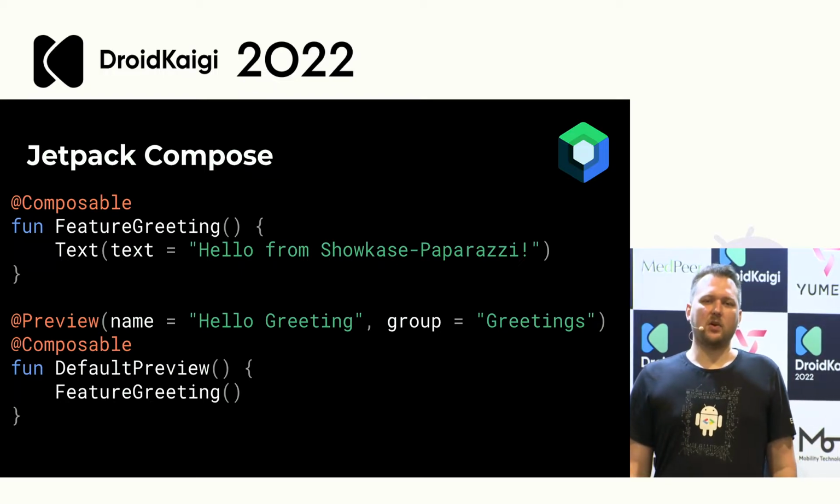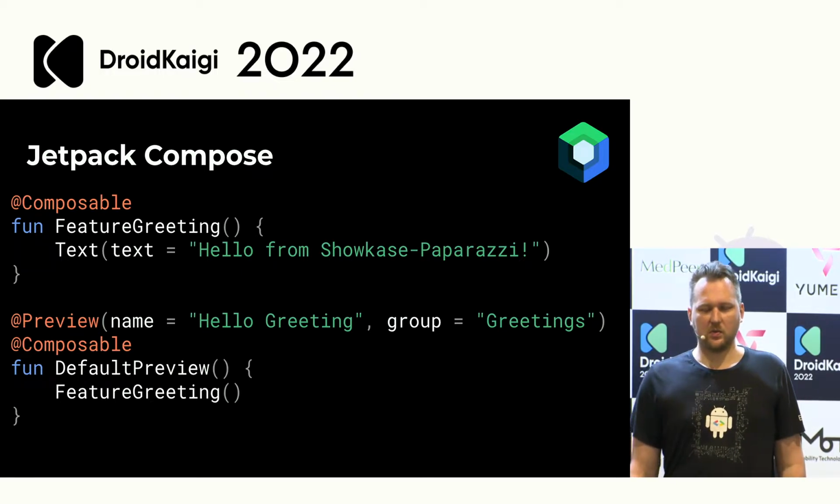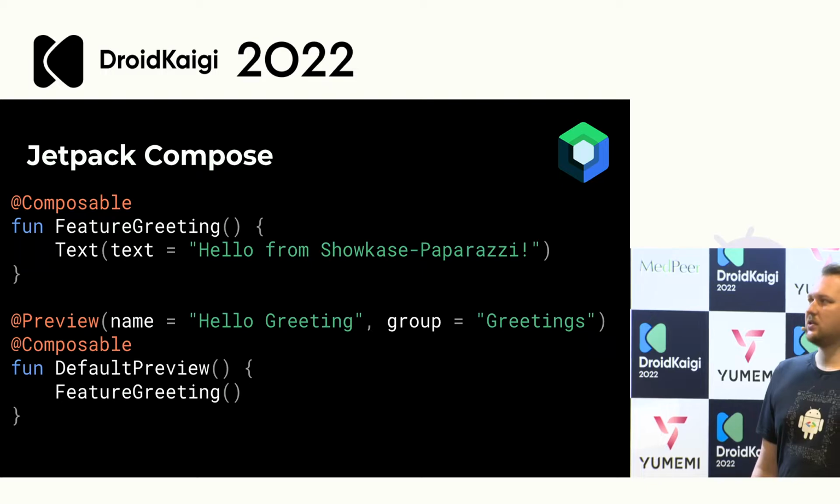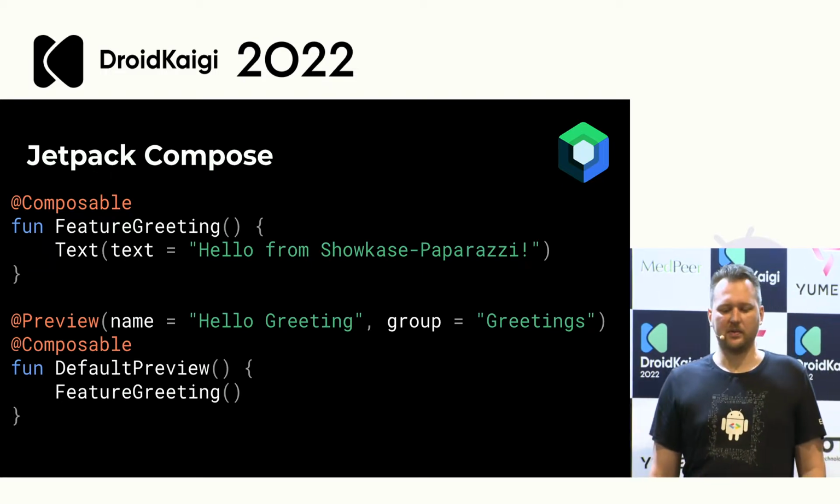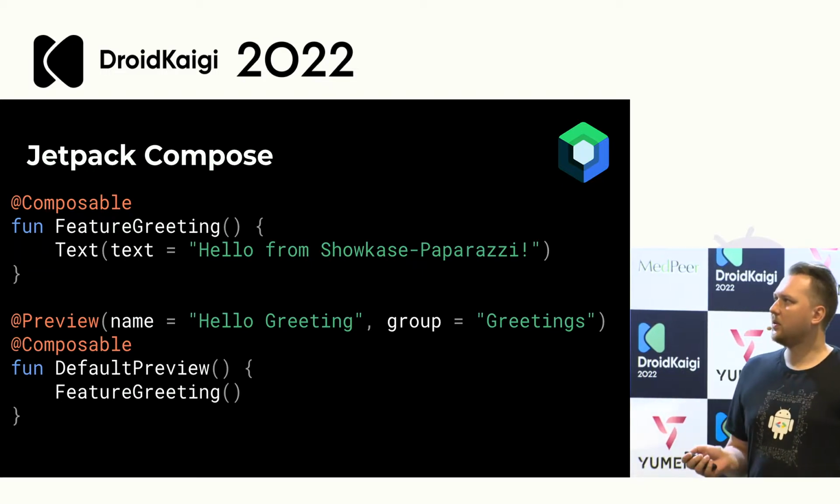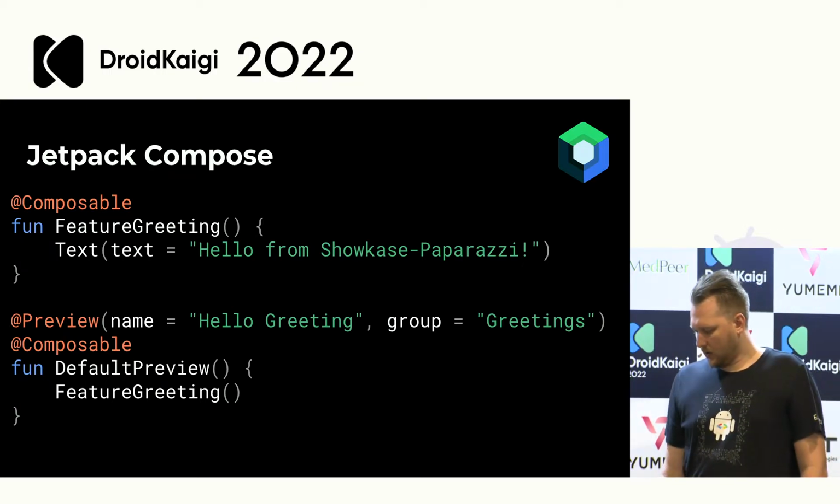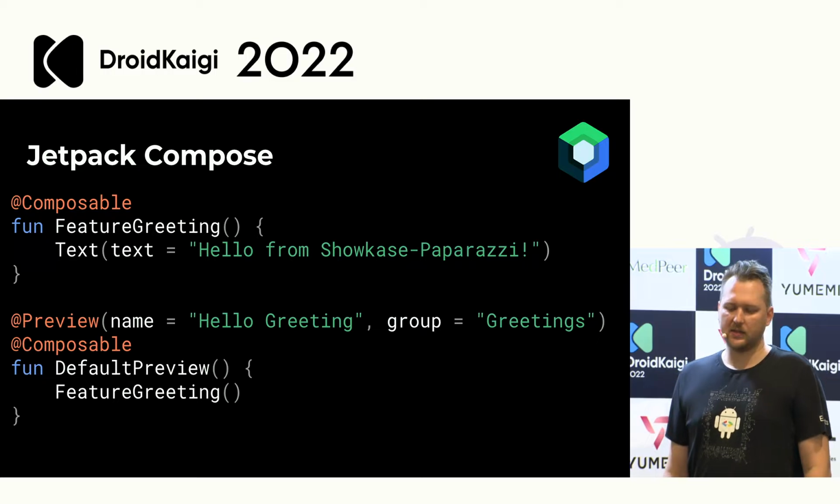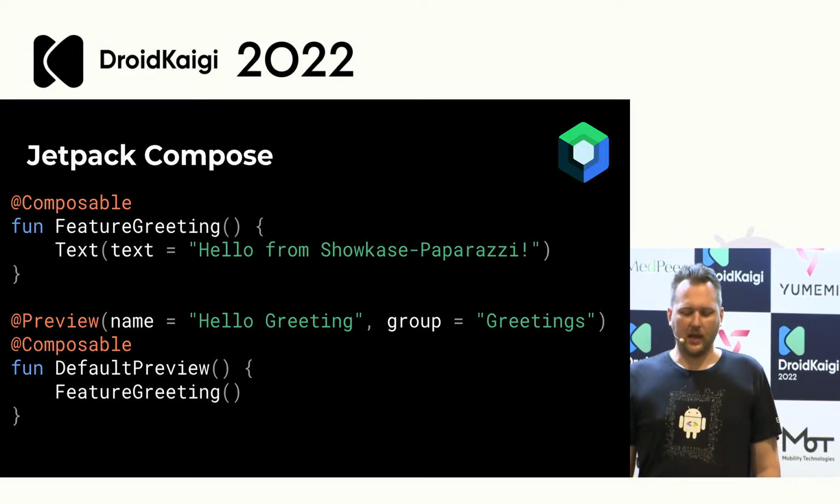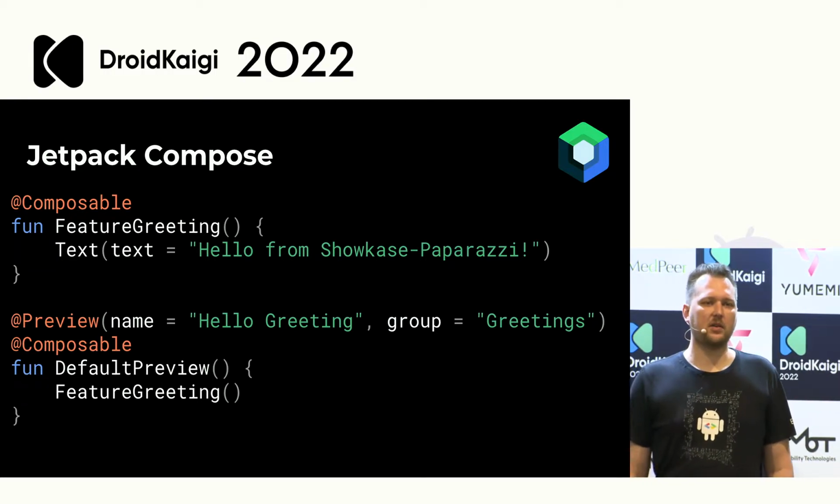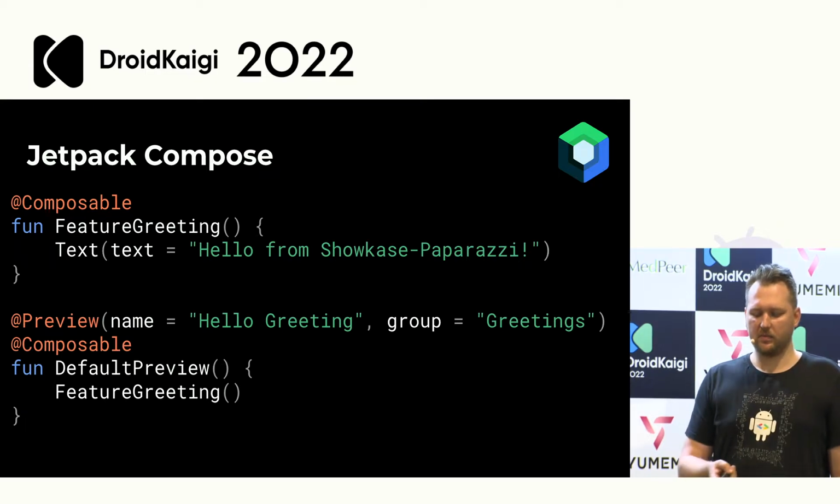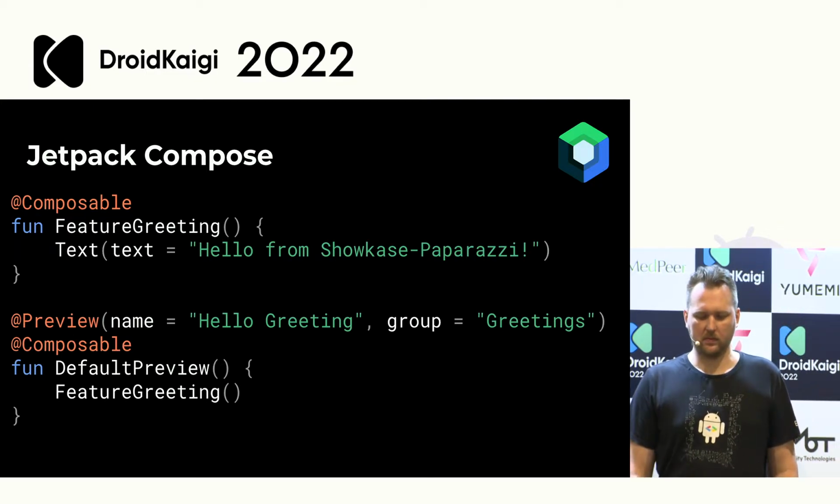So let's see some code. This is what we will be screenshot testing today. It's really a minimal example. There is one composable, which is just a text, just showing hello, and there is one preview method, which is previewing this. It's really simple.